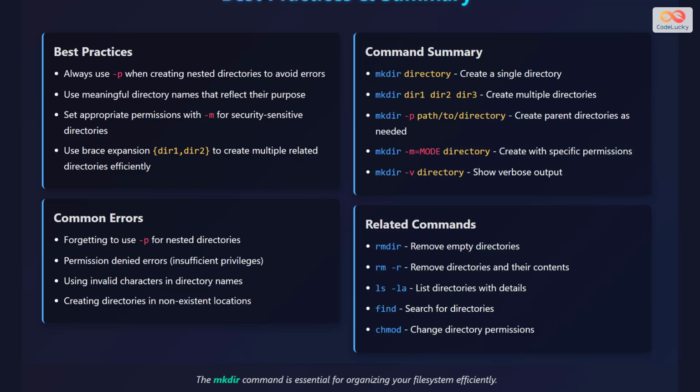Related commands include rmdir to remove empty directories, rm -r to remove directories and their contents, ls -la to list directories with details, find to search for directories, and chmod to change directory permissions. The mkdir command is essential for organizing your file system efficiently.